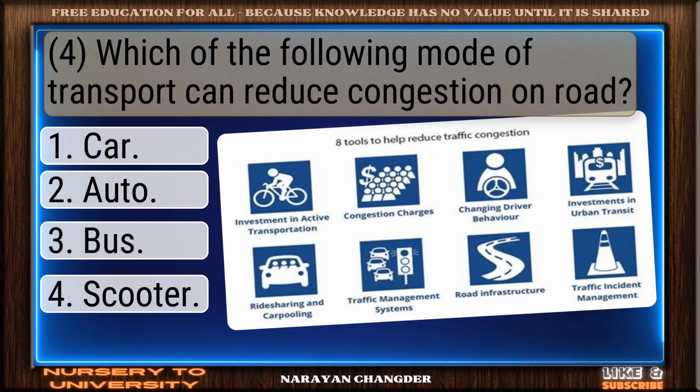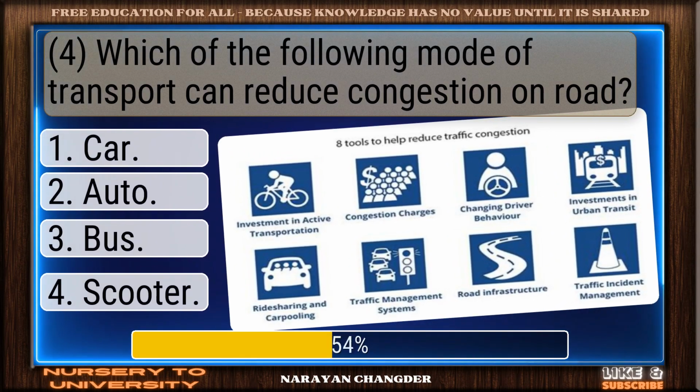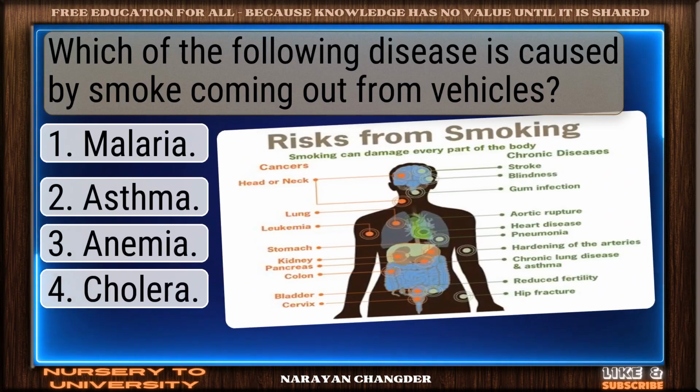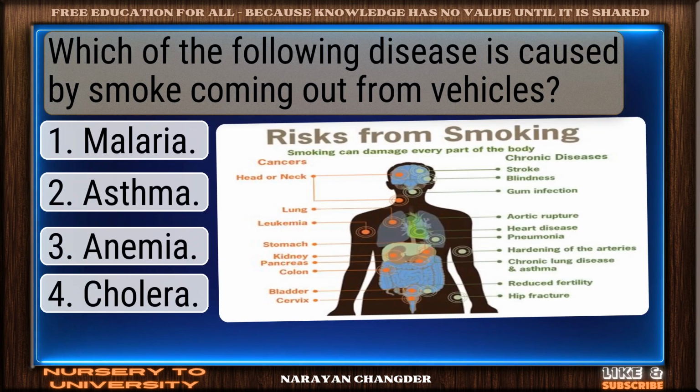Which of the following modes of transport can reduce congestion on road? Valid point. Bus is true. Which of the following diseases is caused by smoke coming out from vehicles?